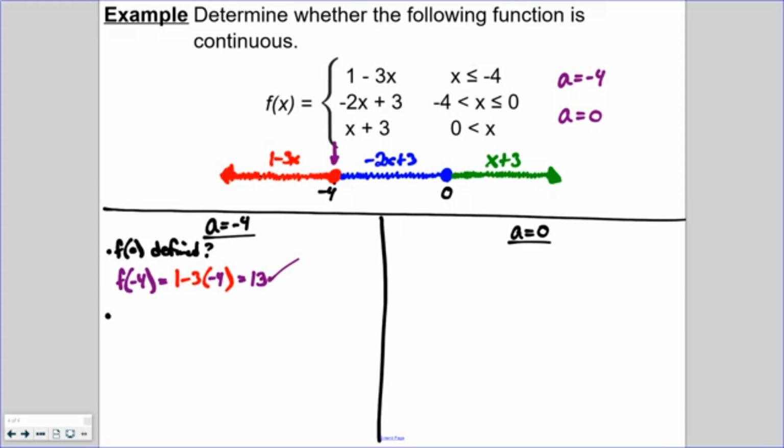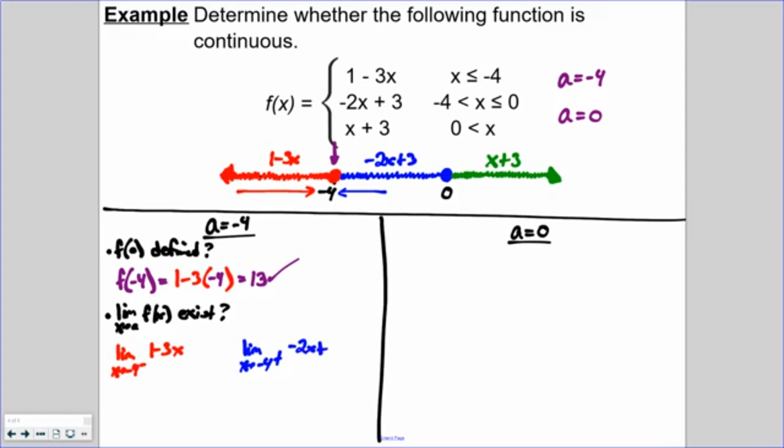Moving on, let's check the limit. Does it exist? Meaning, does the limit from the left equal the limit from the right? So we're looking at the limit as x approaches negative 4 from the left, and the limit as x approaches negative 4 from the right. Approaching from the left, we use the expression 1 minus 3x, and approaching from the right, we use the expression negative 2x plus 3.